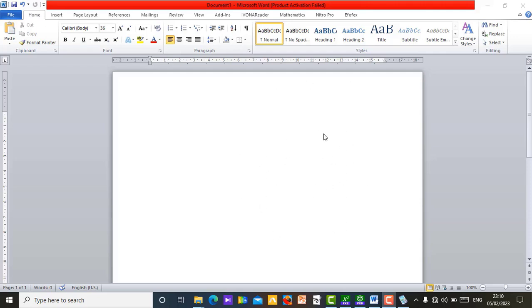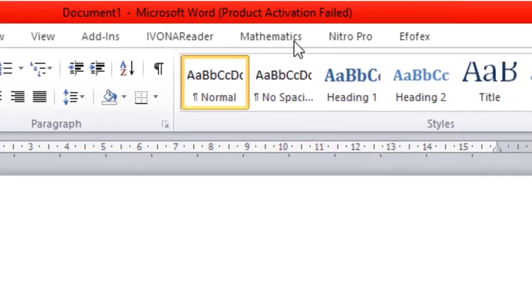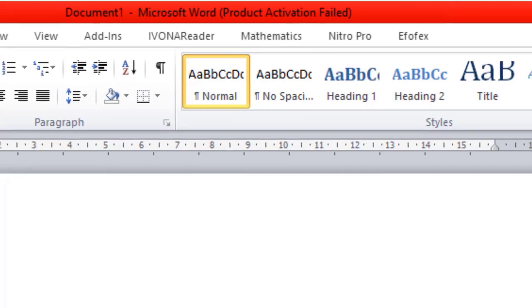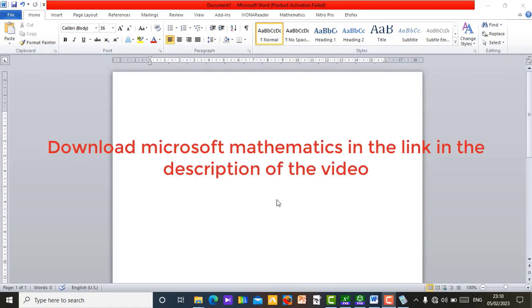Before I show you how you can use Microsoft Word as a calculator, you see this thing right here in my Microsoft Word, Mathematics. You need to install Microsoft Mathematics. To get it, just go to the description of this video. You will see the link I put down there. Just click on the link and you will get Microsoft Mathematics installed in your system.